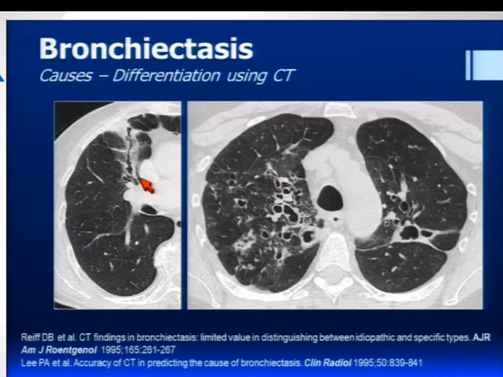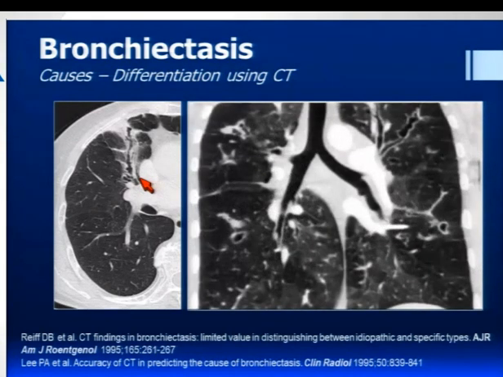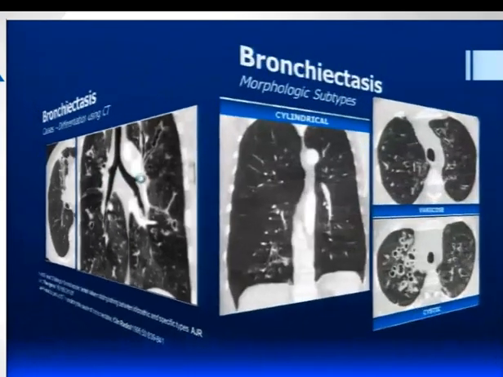Sometimes if you see flitting areas of consolidation with central areas of bronchiectasis, as in this patient, you might suggest a diagnosis of allergic bronchopulmonary aspergillosis, and occasionally you will be able to make the diagnosis of cystic fibrosis. But on the whole, considering the many potential causes of bronchiectasis, based on CT findings alone, you will not be able to offer the clinician a potential cause for the bronchiectasis, and that's been shown in a variety of studies.